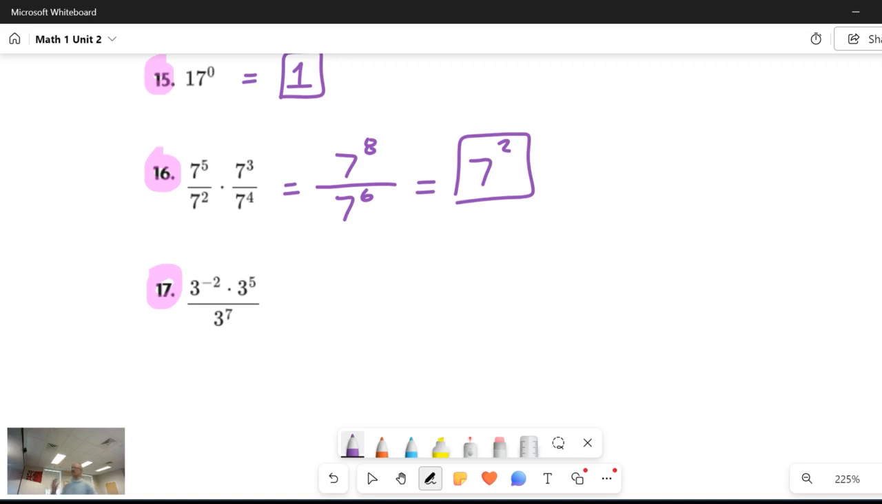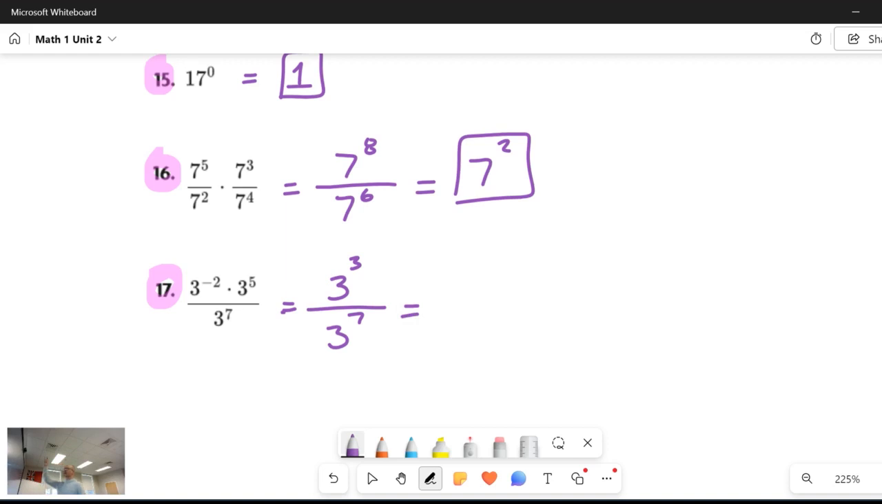Same thing that I said in problem 16 at 17. There's multiple ways to go about doing it. I'm going to take care of what's in the numerator first, then I will deal with the denominator. But like I said, multiple ways of going through and getting the correct answer. It's just your choice how you see these problems. So I see 3 to the negative 2nd times 3 to the 5th. Once again, they'll be multiplied, same base, just add the power. So negative 2 plus 5 is going to give us 3 to the 3rd over 3 to the 7th.